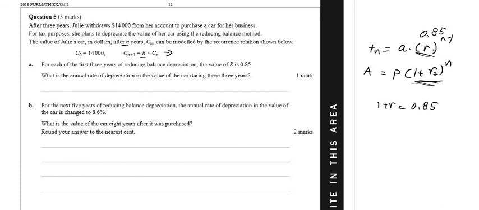Then my R from the second equation is equal to minus 0.15, or minus 15%. So the annual rate of depreciation in the value of the car during these 3 years is 15%. You can say 15% of depreciation, so you will be avoiding the fact that you don't know if you should write your minus sign there or not.